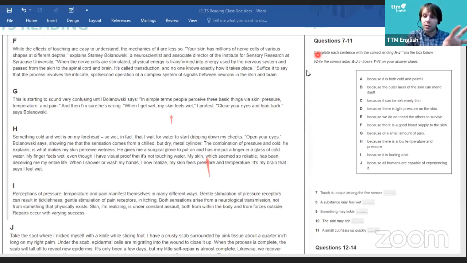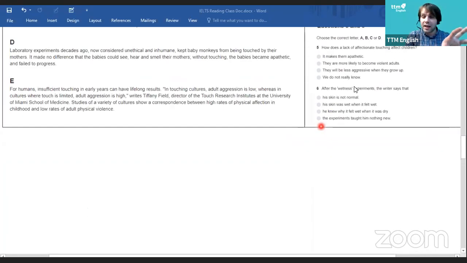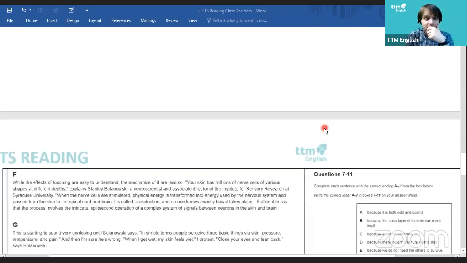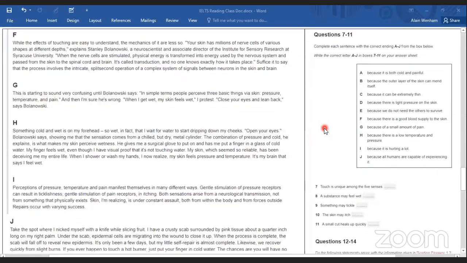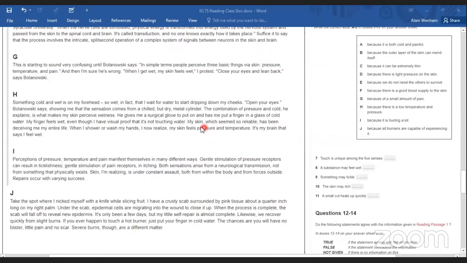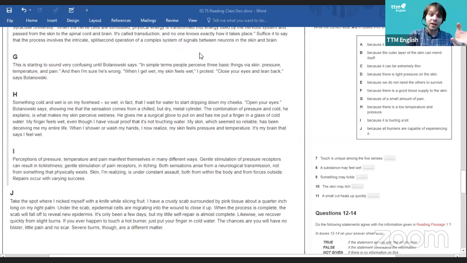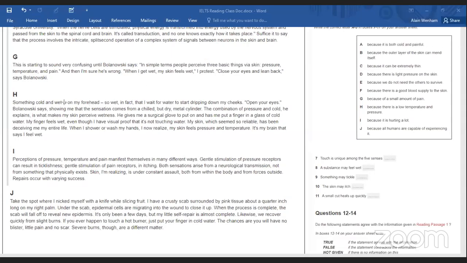Now we need to go back to the question and think a little bit more, don't we? We need to say, after the wetness experiments, the writer says that. So what happens after? Can anyone tell me? Look for the effect of the experiment. Where's that, Sophia? Effect after. I like that. After would have been a good synonym in a way. Where can you draw a line? My finger feels wet even though I have visual. And what's the effect of that? Can anyone tell me?